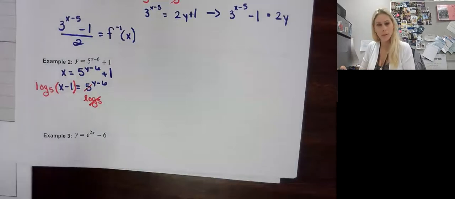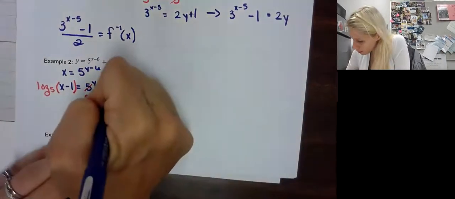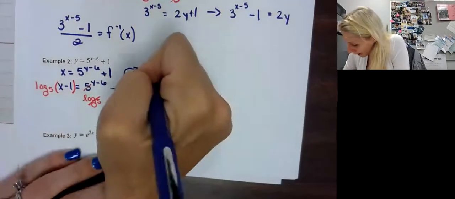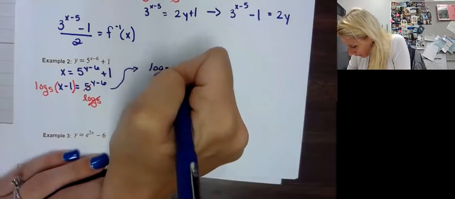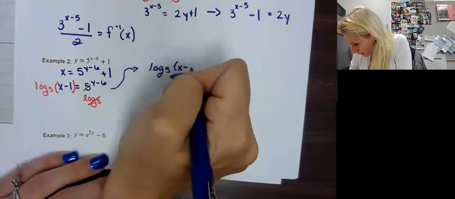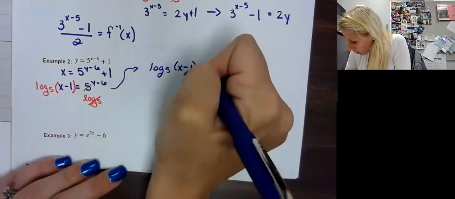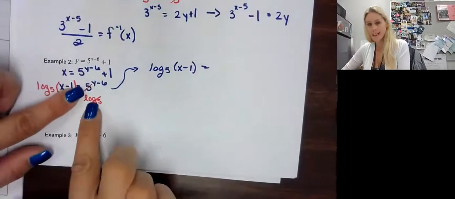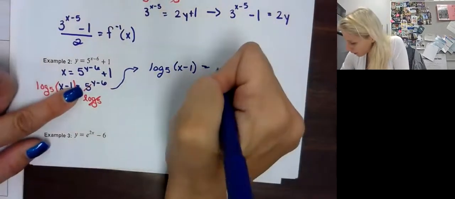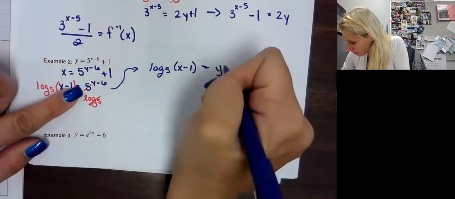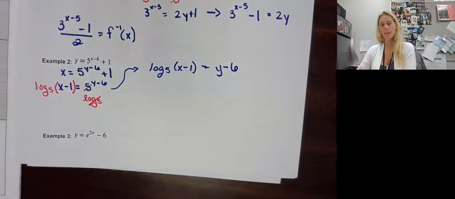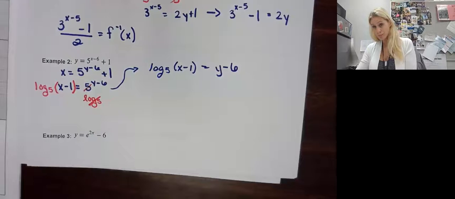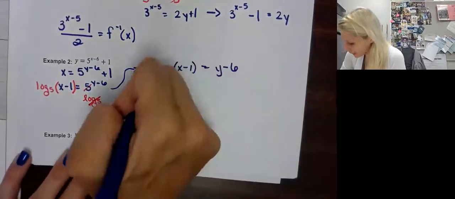All right, so let me rewrite what I have right now. We have log base 5 of x minus 1 equals, and because these two cancel, the exponent is now down below, which is y minus 6. And how do you get y by itself now? You add 6 to both sides.